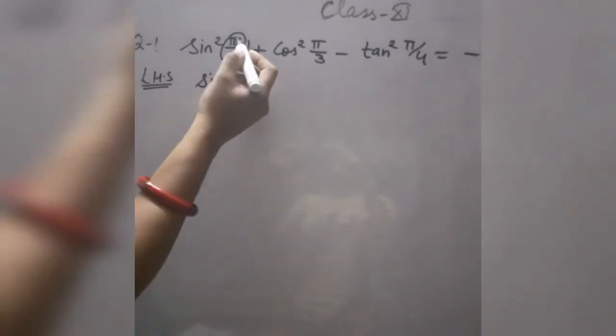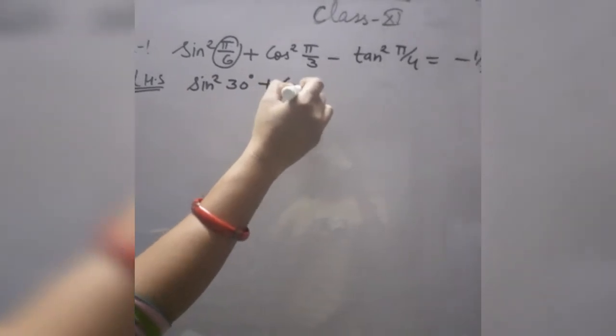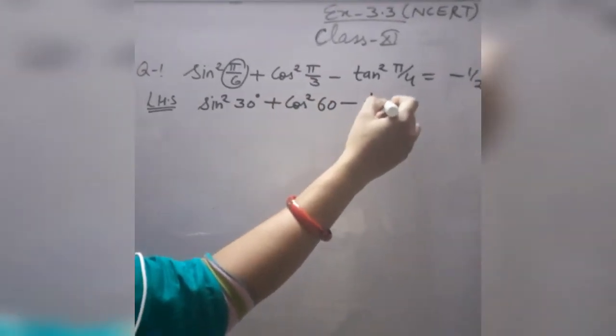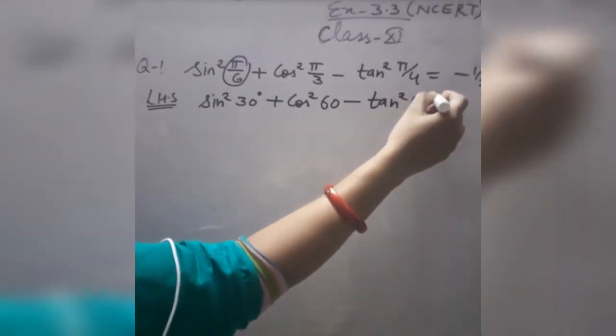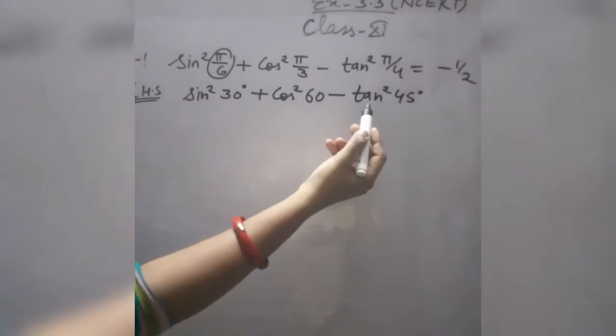In left hand side, sin square pi by 6, this angle is given to you in terms of radian, pi by 6, or in terms of degree you can write pi by 6 means 30 degree. Similarly cos square pi by 3, 180 by 3 means this is 60 degree, and 180 by 4 this is 45 degree. And all of you know the value of sin 30, cos 60, tangent 45.